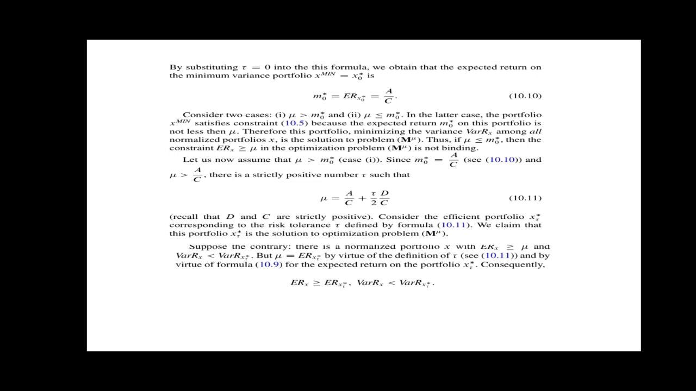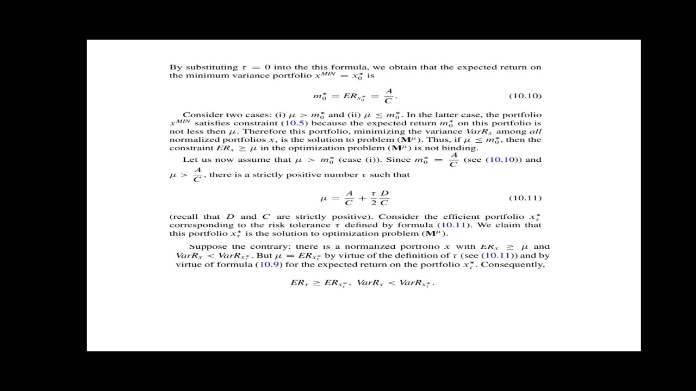Let us now assume that mu is greater than m naught star, case 1. Since m naught star equals a by c and mu is greater than a by c, there is a strictly positive number tau such that mu equals a by c plus tau d divided by 2 by c.